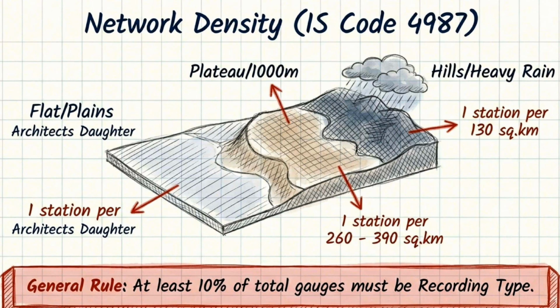There is also an important general rule. At least 10% of the total rain gauges in the network must be recording type rain gauges, so that rainfall variation with time can be measured automatically. So remember the key idea. In plains, we require one station per 520 square kilometers. In plateau, one station per 260 to 390 square kilometers. In hills or heavy rainfall regions, we need one station per 130 square kilometers. And at least 10% of gauges should be recording type.